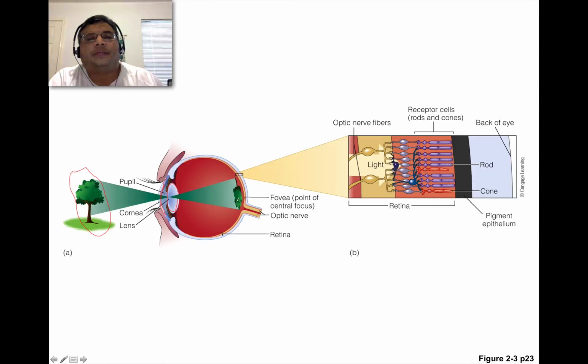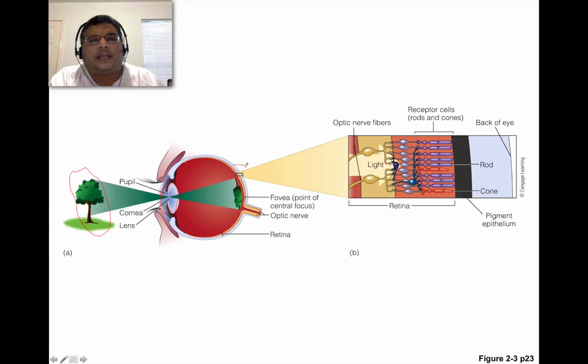Now notice that the image is upside down. Everything that is focused onto our retina is shot onto our retina upside down. So we're seeing the world upside down actually, but our brain rewrites it so that we can see correctly.